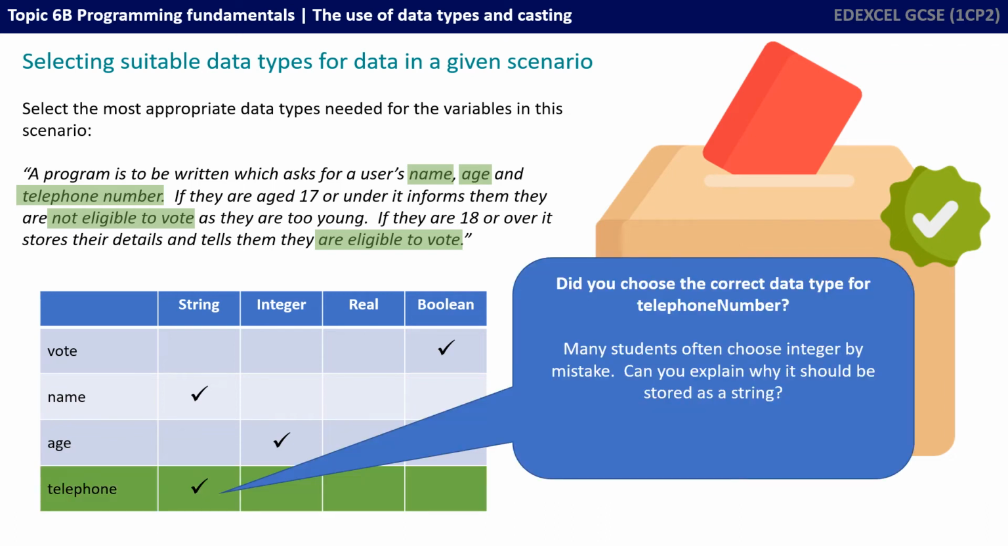Now let's just talk about that last one for a quick second. Many students often choose integer in the exams when they see telephone number. Oh yeah, telephone number, it's a string of numbers, I'll store that as an integer. Telephone numbers don't have fractional decimal points. But that is wrong and it often catches people out. Can you explain why telephone number must be stored as a string?